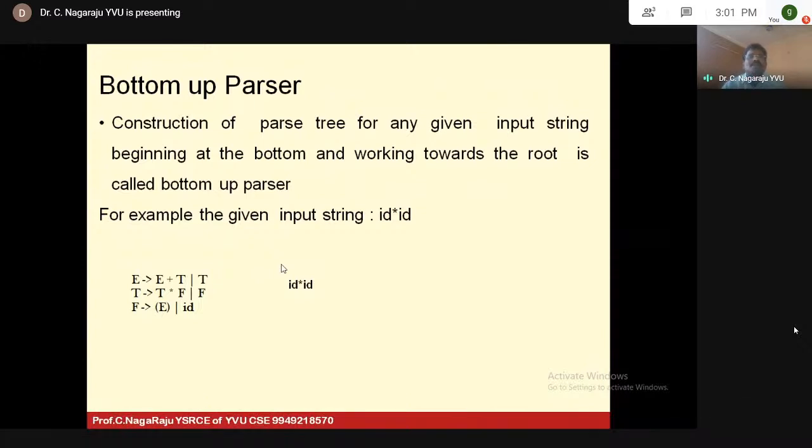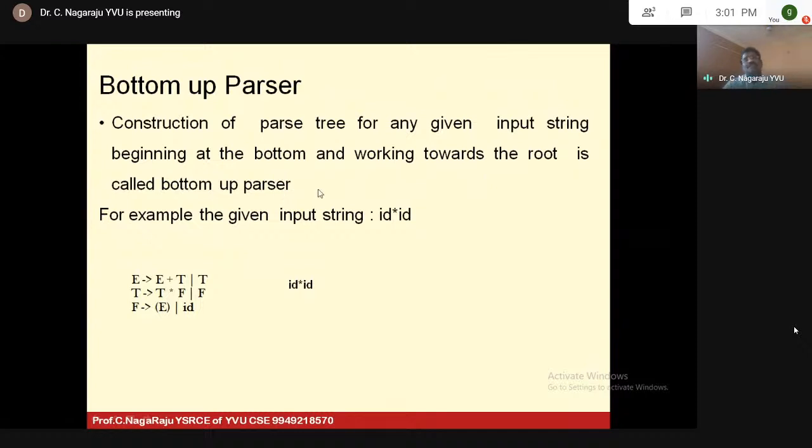So what do you mean by bottom-up parser? The construction of a parse tree for any given input string beginning at the bottom and working towards the root is called bottom-up parsing.